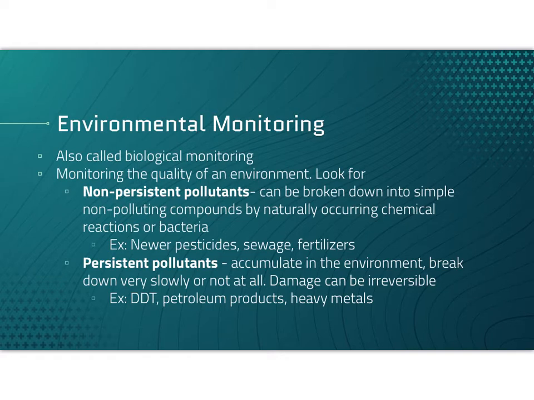A non-persistent pollutant can be broken down into simple non-polluting compounds by naturally occurring chemical reactions or bacteria. So for instance, newer pesticides are non-persistent, unlike DDT, sewage, and fertilizers. Persistent pollutants accumulate in the environment, break down very slowly or not at all. Damage can be irreversible. For instance, DDT we've looked at. Petroleum products and heavy metals take a long time, if ever, to break down.